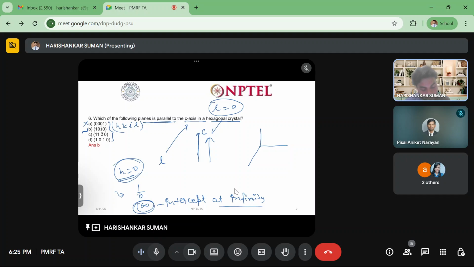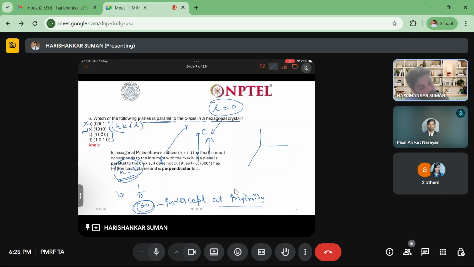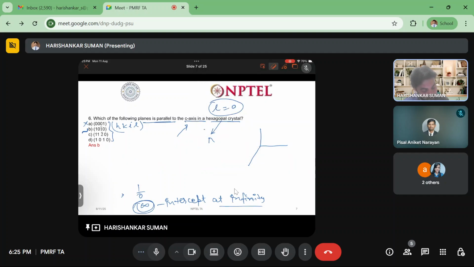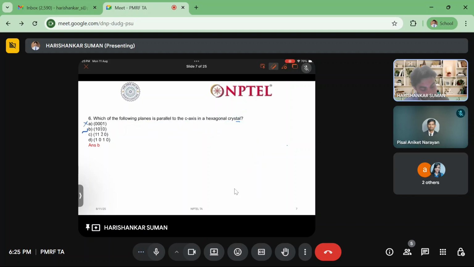And what about the others? So the explanation is: in a hexagonal Miller-Bravais system HKIL, the fourth index L represents the intercept with the C-axis. As we discussed, if a plane is parallel to the C-axis, it does not cut it. So L equals 0.